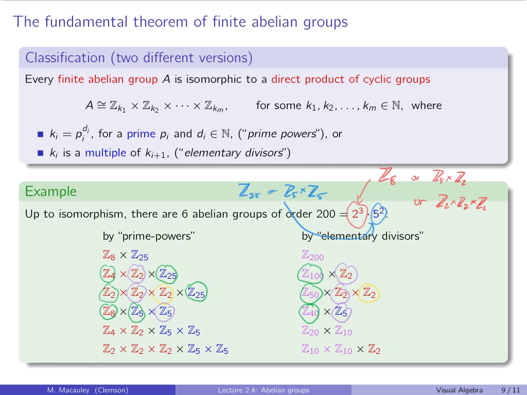And then we take the largest power of 2, which is Z4, with the largest power of 5. That gives us Z20. What's left over? The largest power of 2 is 2. The largest power of 5 is 5. We get Z10. And finally, largest power of 2 is 2. Largest power of 5 is 5. That gives us Z10. And then what's left over, the largest power of 2 just gives us Z2.